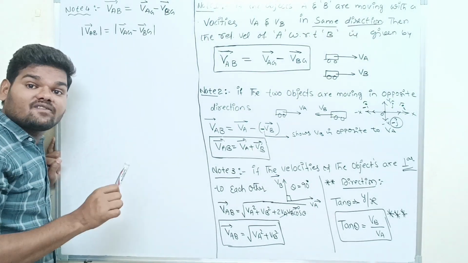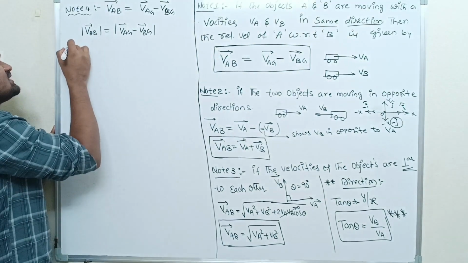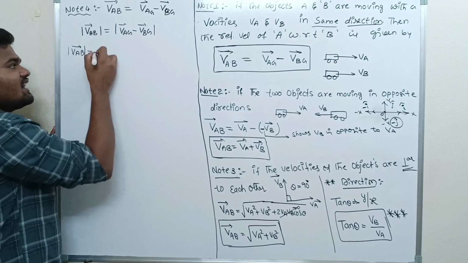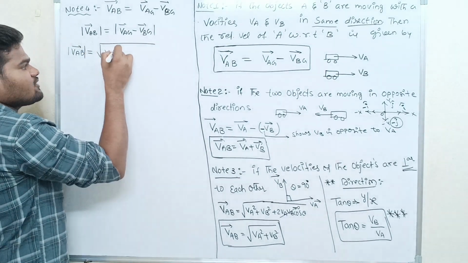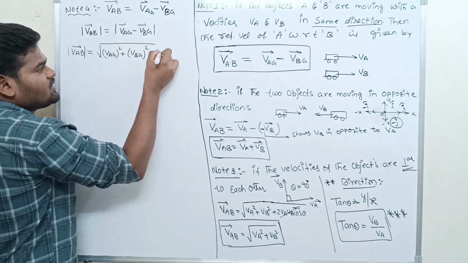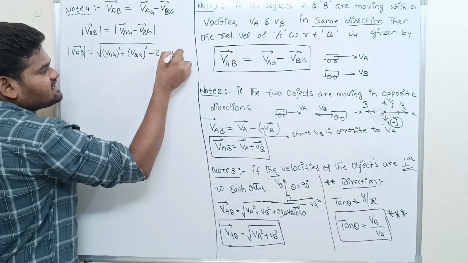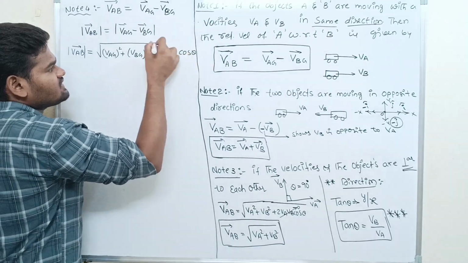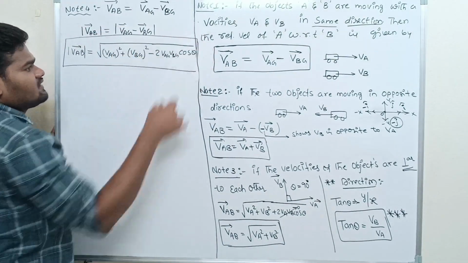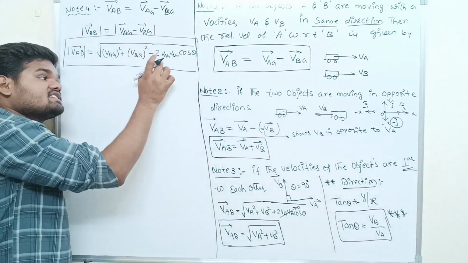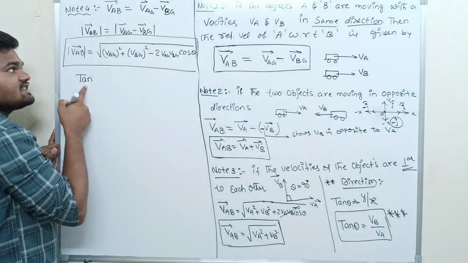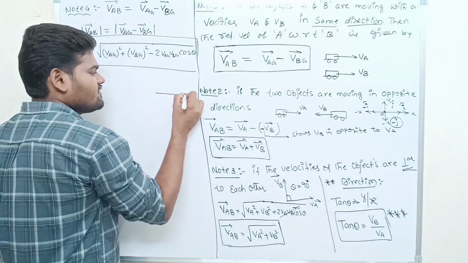So what is the formula for the subtraction of two vectors? The magnitude of VAB vector is equal to the square root of VAG square plus VBG square minus 2 VAG VBG cos theta. Are you getting it now? Subtraction of two vectors. Okay. Right. If you want to find its direction, what is its direction? Let us consider this VAG vector. Have a look. This is VA.